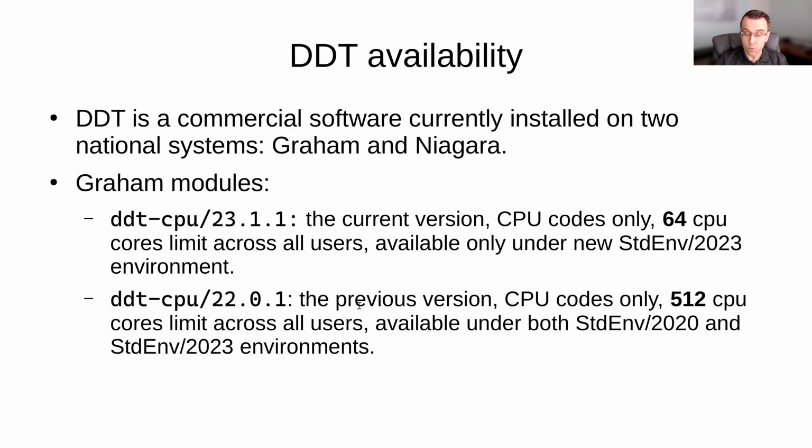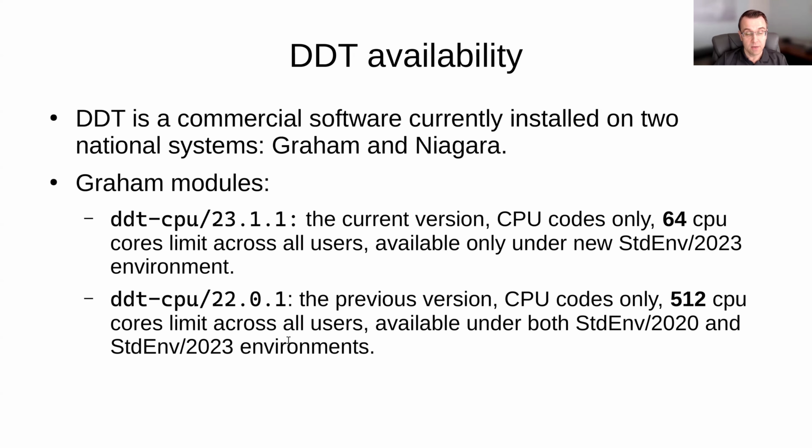DDT-CPU/22.01. Why? Because roughly 1 year ago, we realized we don't get much usage, so we downsized our license substantially. We used to have 512 CPU cores, and we downsized to 64. So it is still perfectly usable. We have a perpetual use license. The only thing is we cannot update it anymore. So if you change the operating system dramatically, this will stop working.